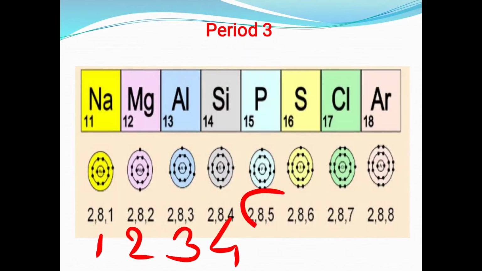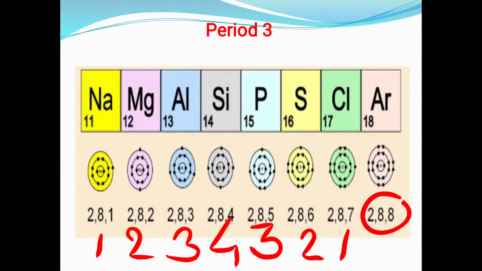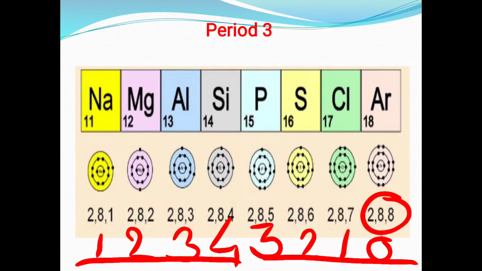Again, see here phosphorus, it will accept 3 electrons to complete the octet. That means its valency becomes 3. Sulfur, its valency becomes 2. Chlorine, its valency becomes 1. And argon, it has 0 valency. So the same pattern is followed by the elements in this period number 3. First, the valency goes on increasing up to 4 and from there it goes on decreasing, right?